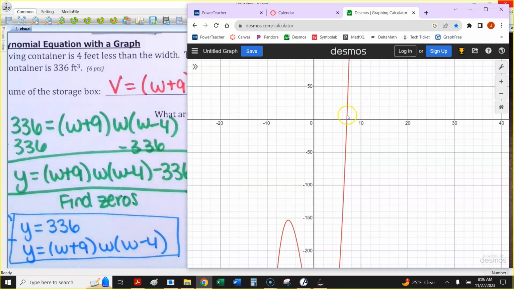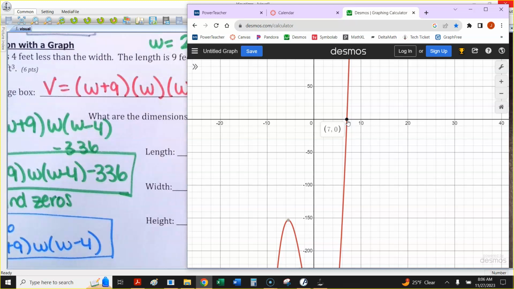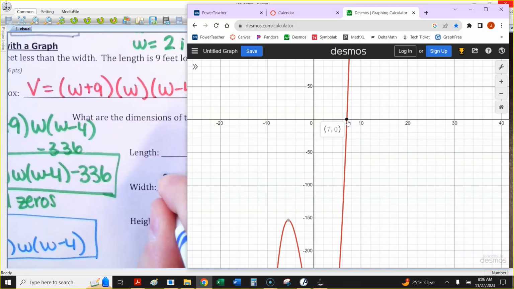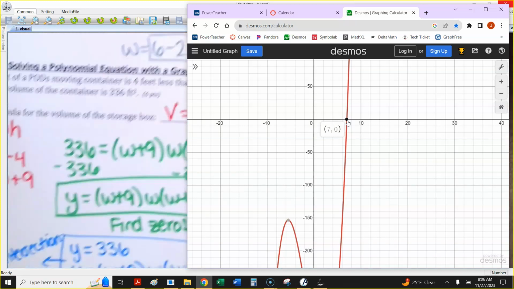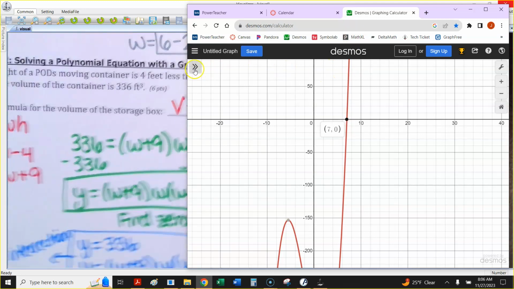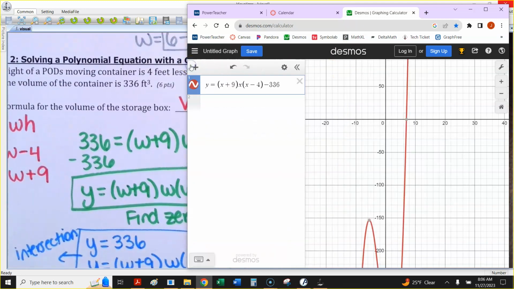You're going to go in that scenario for the 0. So that would just be 7. And that's representing the width. So let me just real quick come over here and write that for my width before I forget it. If you would rather try a system, that's totally up to you. Like I said, that's how I usually do it.